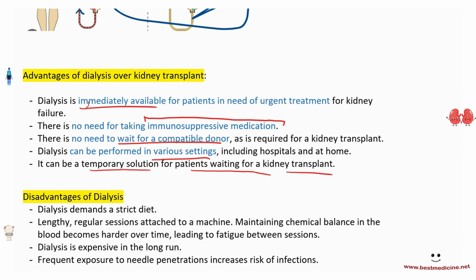People who are looking for a permanent solution usually find a donor, maybe their sibling, and until they have that surgery, they're constantly doing dialysis. Now, what are the disadvantages of dialysis? Number one, it demands a strict diet. You're supposed to have a controlled diet which decreases the amount of urea that you're producing.